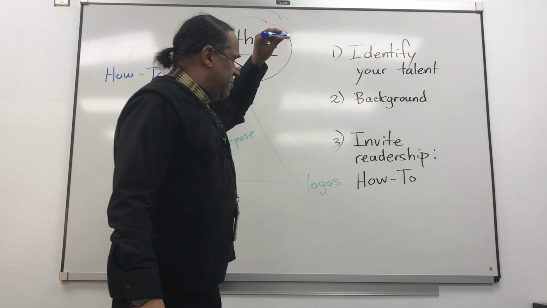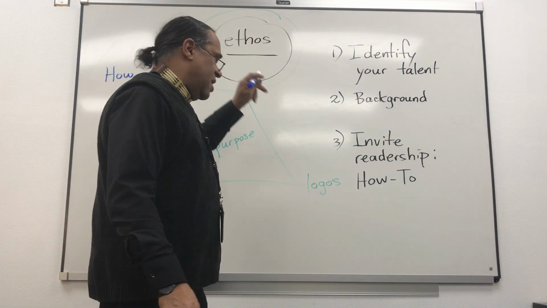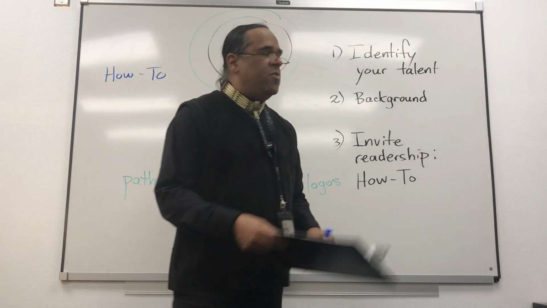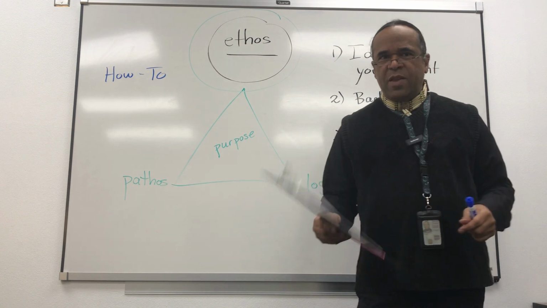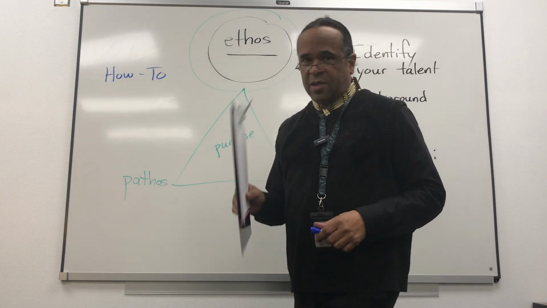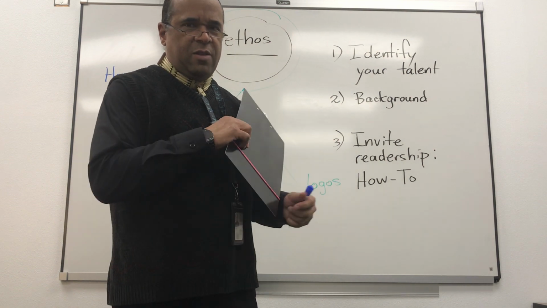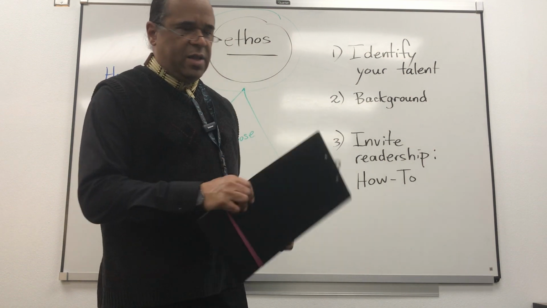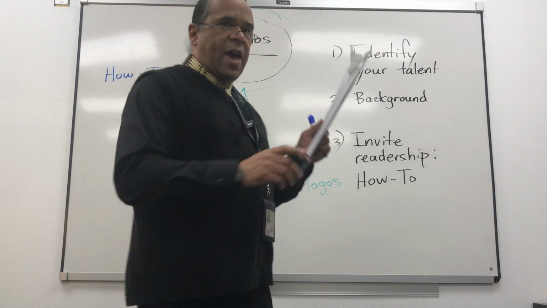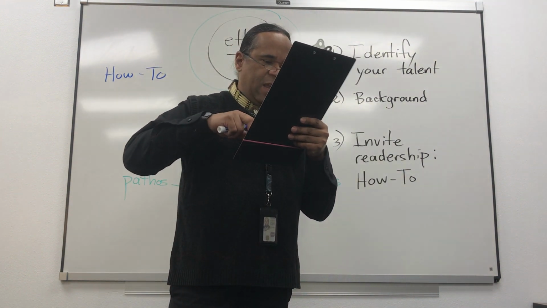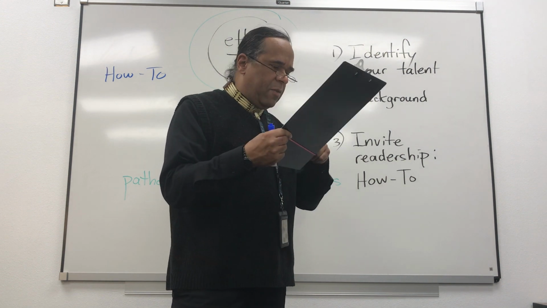Identify the talent, provide a little background to that talent, and invite your readership to join you in this talent. Choose something that is interesting, but also something that is doable. Don't make it too complicated, because you will drive your readers nuts. Now, as we prepare to do this assignment, let us keep 1, 2, 3, 4, 5, 6, 7 points in mind.